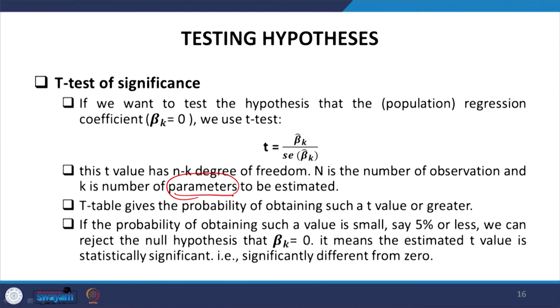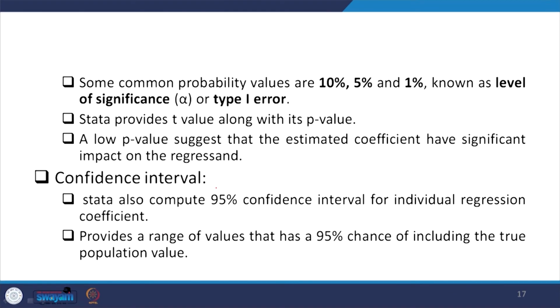Okay. What I wanted to mention is that if it is 5% or even less, we can reject the null hypothesis. It means that the estimated t value is statistically significant, okay, and significantly different from 0. So, there are some common standard limits of rejection or acceptance, and you can interpret them any way. The common probability values that are defined and accepted are the 10%, 5% and 1% levels. These alpha values are also called type 1 error, alpha values to define the significance, and these are also called the level of significance. One important clarification I wanted to mention: usually 10% error, 5% error or 1% error is acceptable, okay, in any model.